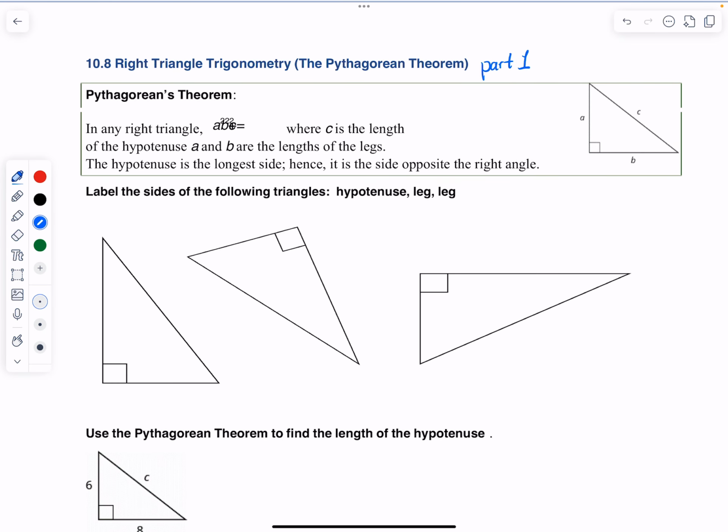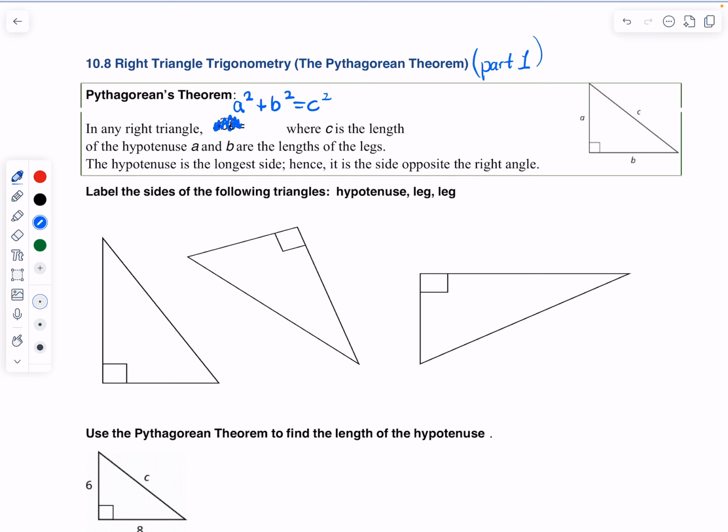Okay, this is 10.8, Right Triangle Trigonometry, the Pythagorean Theorem. This is part 1. So the Pythagorean Theorem, and I don't know why it printed out like this, is a squared plus b squared equals c squared. A and b are called legs, and c is the length of the hypotenuse.